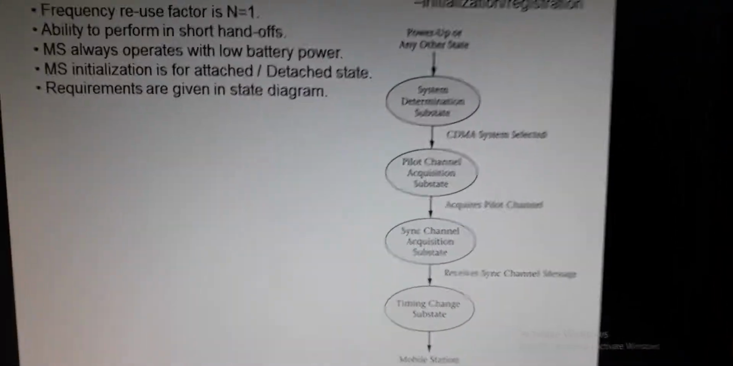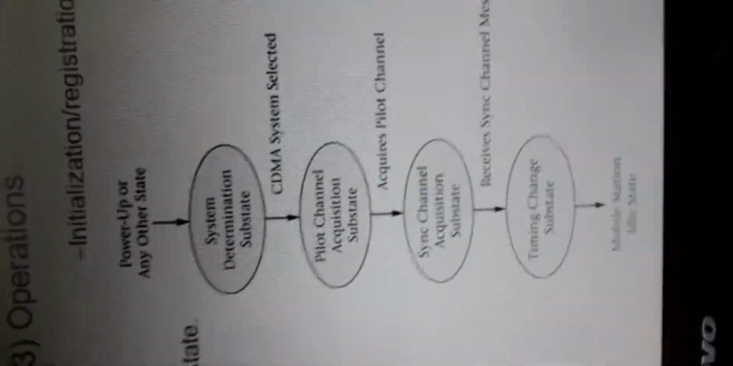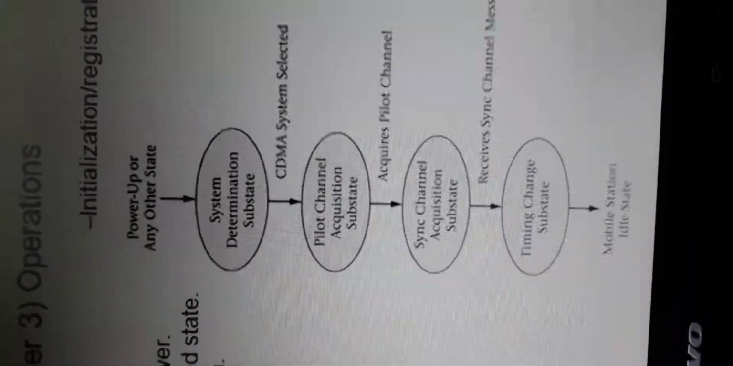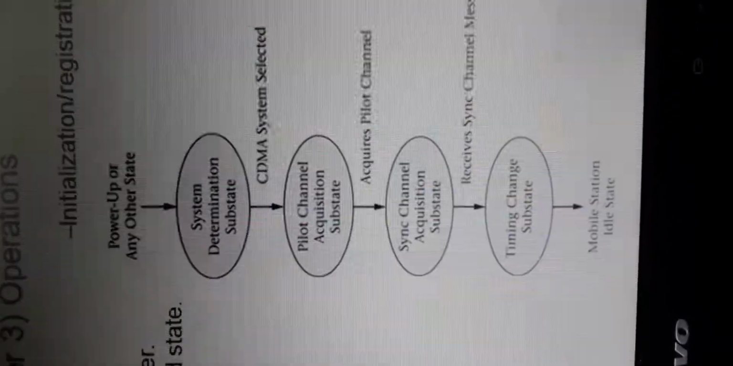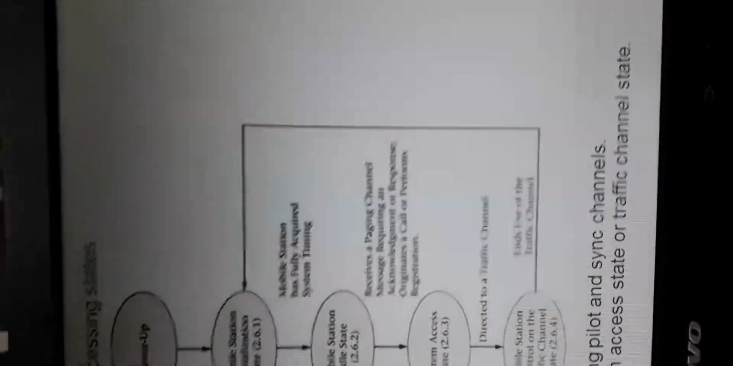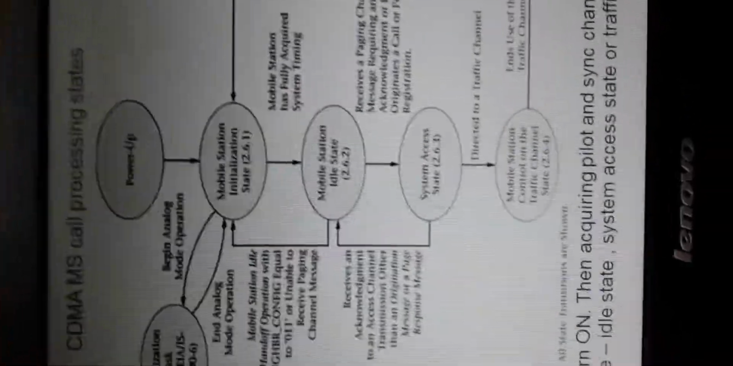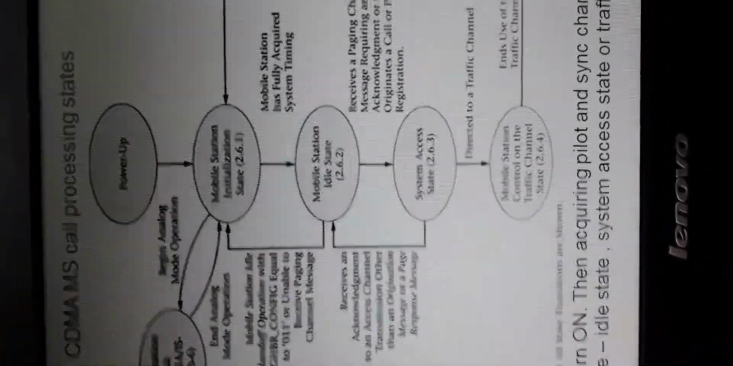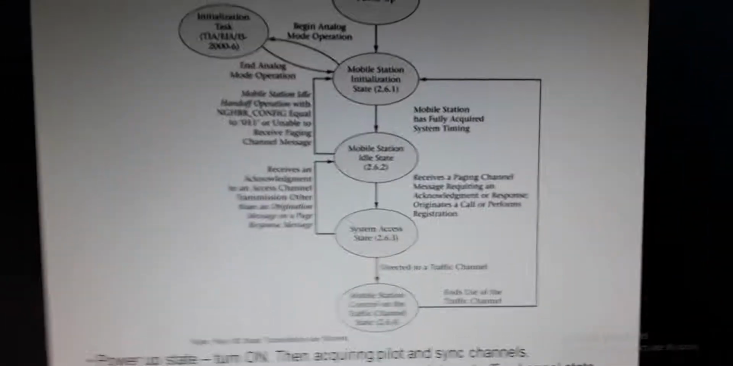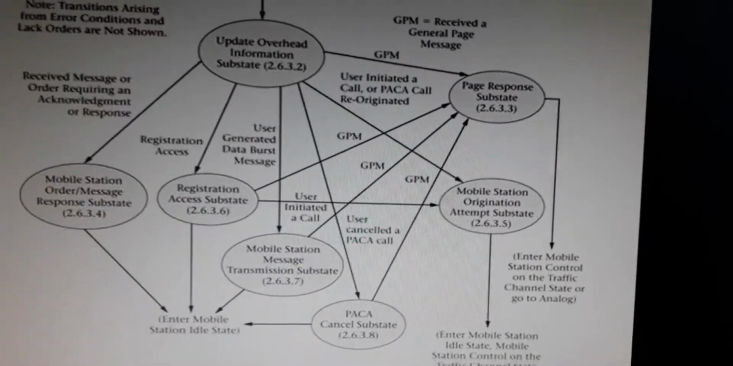CDMA operations will be understood by state diagrams. This state diagram has at least these 3 states: system determination state, pilot channel acquisition state, sync channel acquisition state, and timing change substate. This is the MS call processing states. Again, it depends on the state diagrams. Various other operations are seen. Please refer to the PPT for clarity. This is the system access chart. Please refer to the PPT.